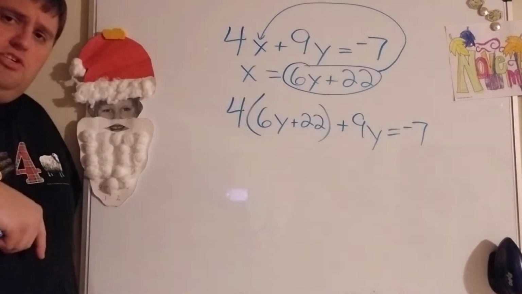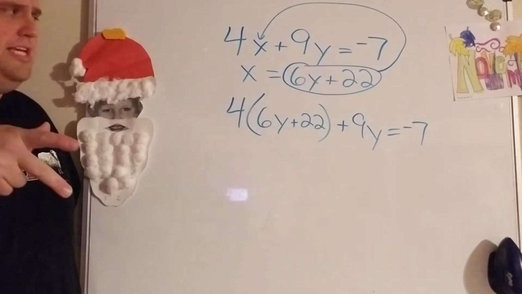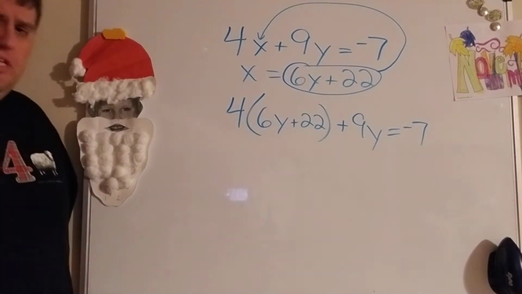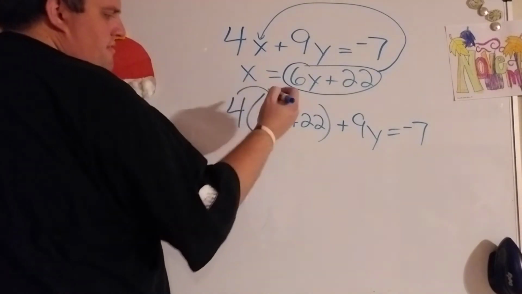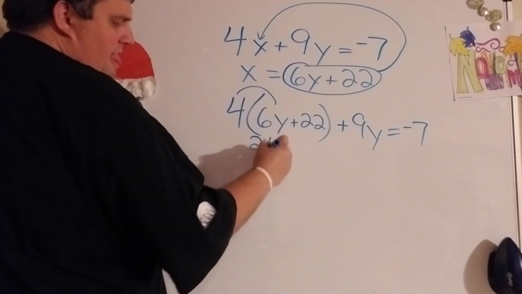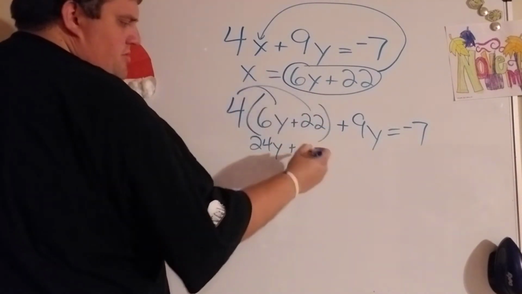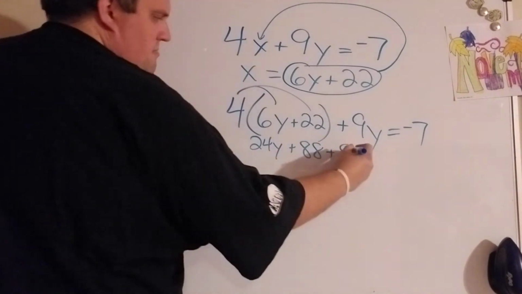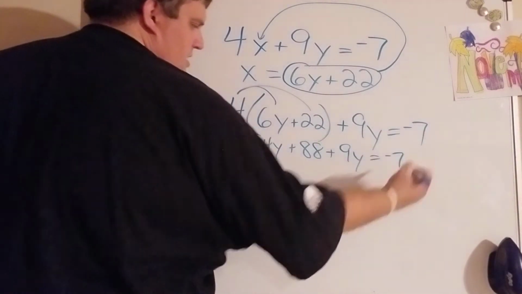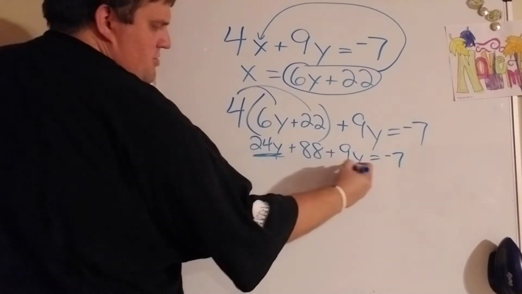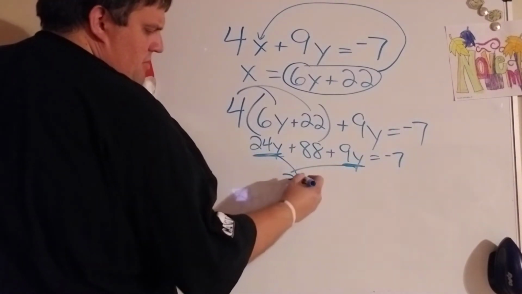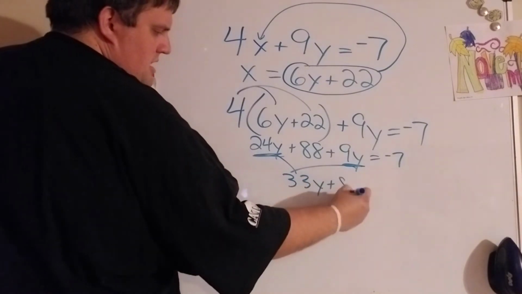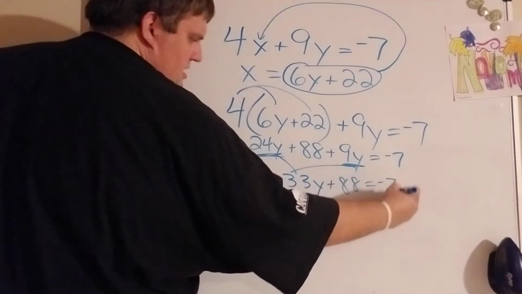There's my substitution step. Took what x equals, plugged it in where I saw x in the other one. Now we just have some math, right? 4 times 6y is 24y. 4 times 22 is 88. Plus 9y equals negative 7. Add my like terms, 24y and 9y is 33y. Plus 88 equals negative 7.